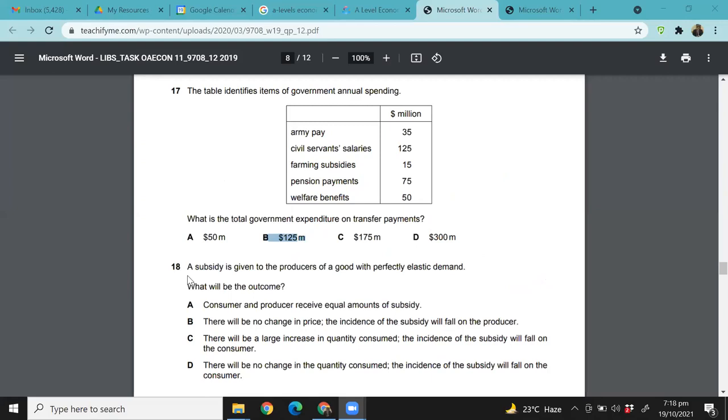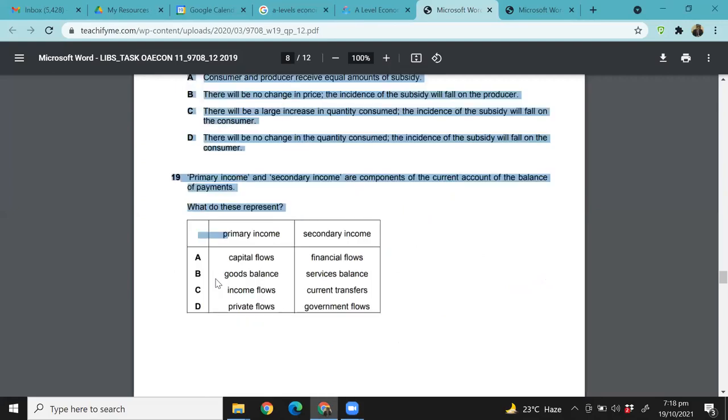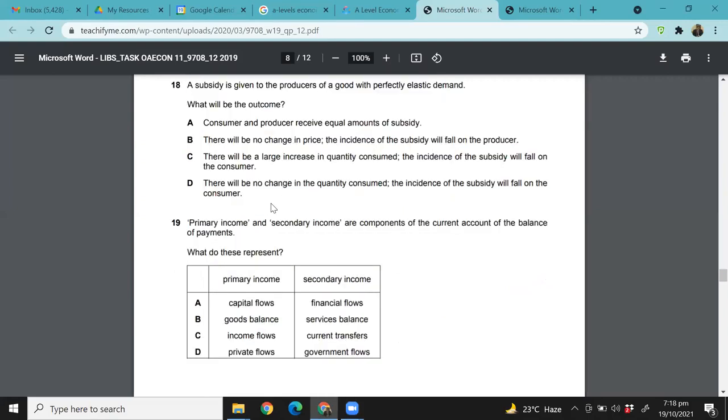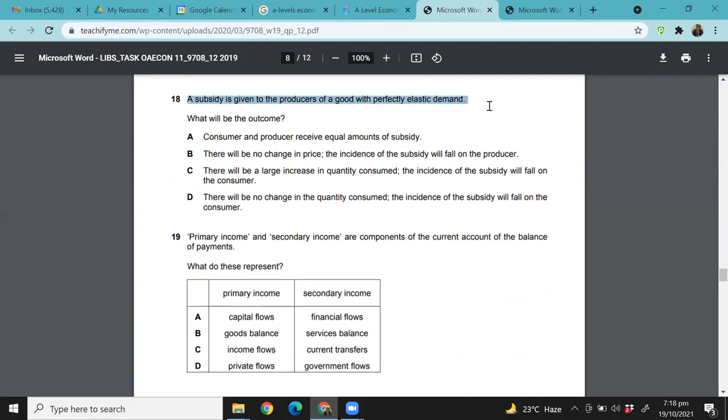Okay, the next question here says 18th. Where is it? Okay, so question 18 is saying a subsidy is given to the producers of a good with perfectly elastic demand. What will be the outcome? Perfectly elastic demand, right? Consumers and producers receive equal amounts of subsidy. There will be no change in price and the incidence of subsidy will fall on the producers. There will be a large increase in quantity consumed.